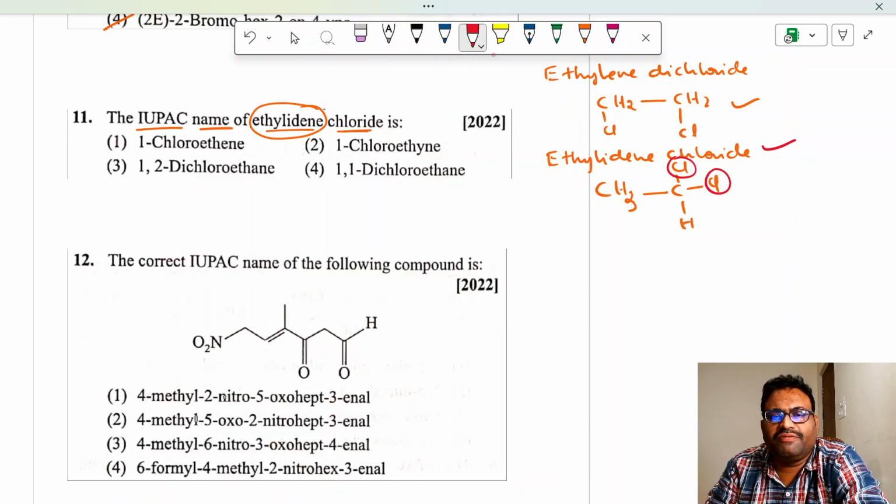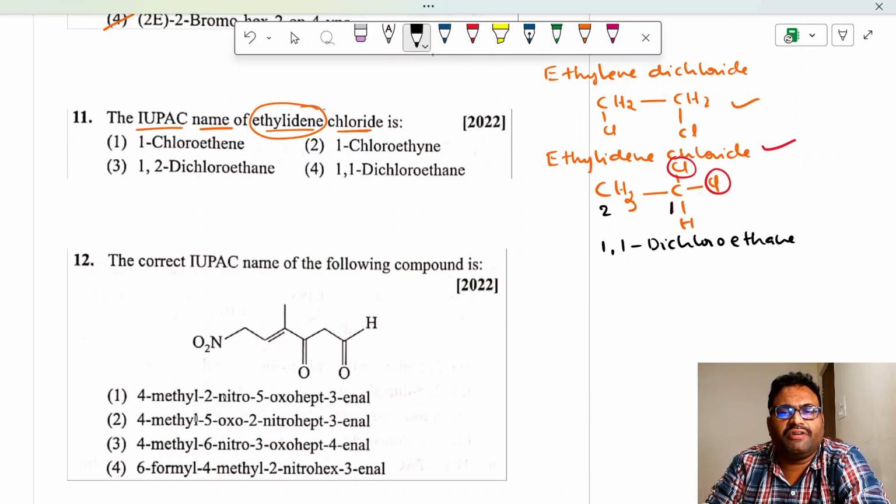Then what will be the name of this compound? When substituents are present, we number from here. We know that if substituents are present, the substituent should possess the lower number when you are numbering the parent chain. Okay, 1, 2. So 1, comma 1 dichloroethane. Right? 1,1-dichloroethane.